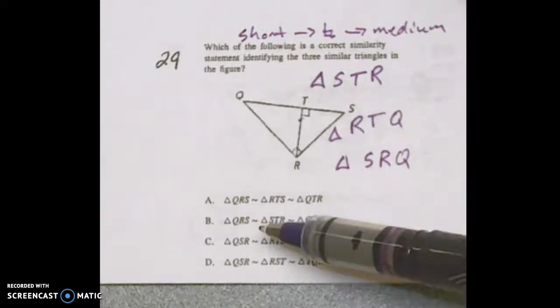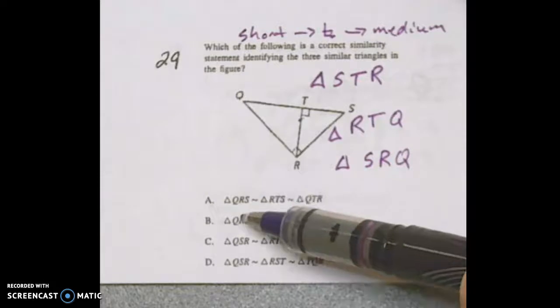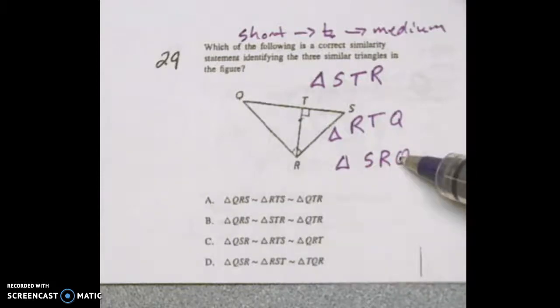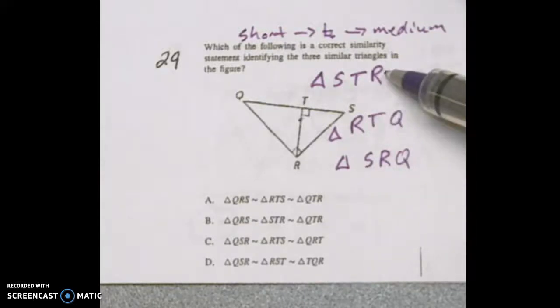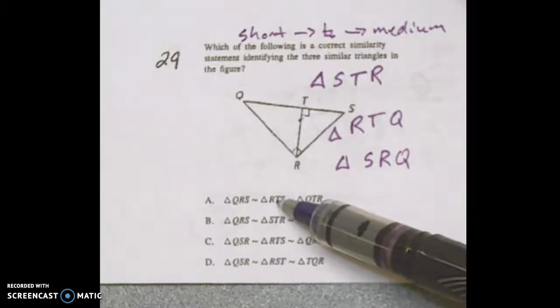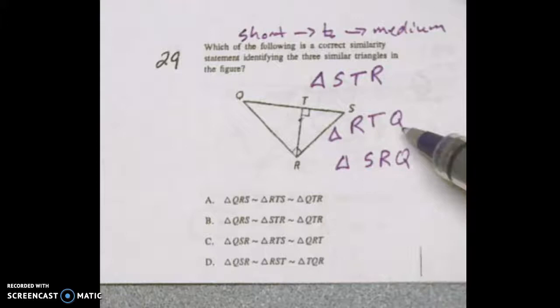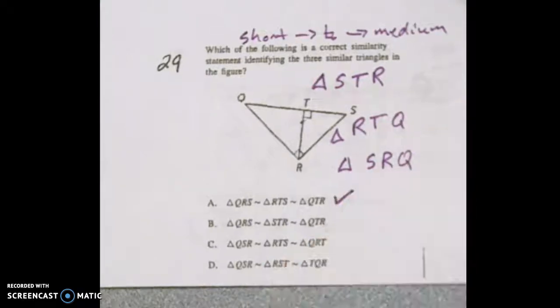I'm looking at what they're giving me, though. They're giving me answer choice A, QRS. So exactly the opposite order. So if I have QRS, I should have QTR, I should have RTS. RTS, that's good. QTR, that works. They're just reading this one backwards. So this one looks definitely good.